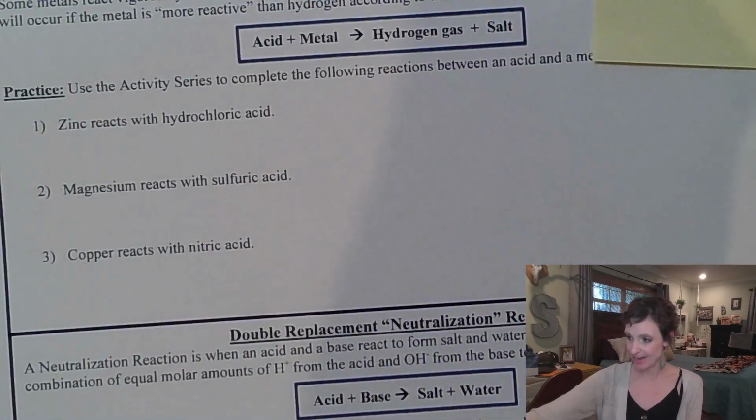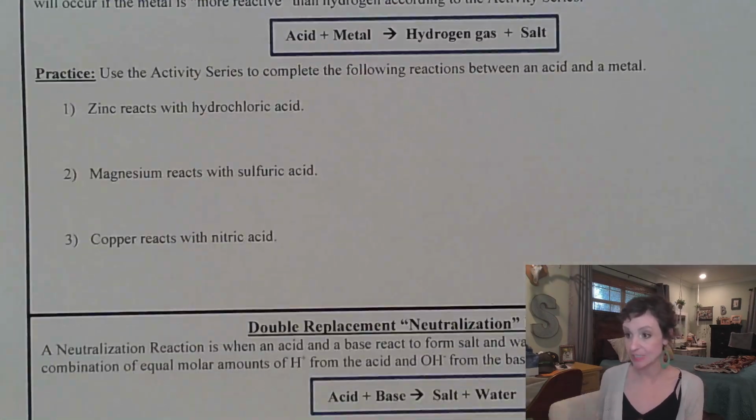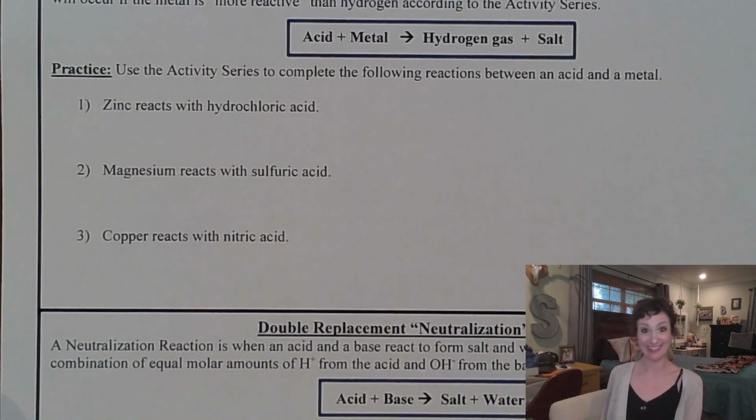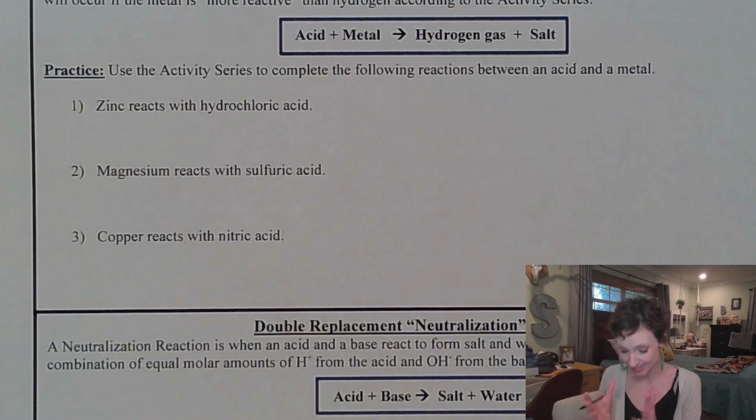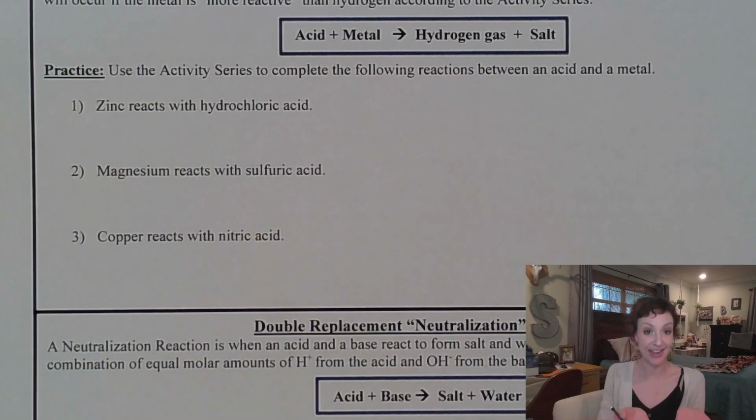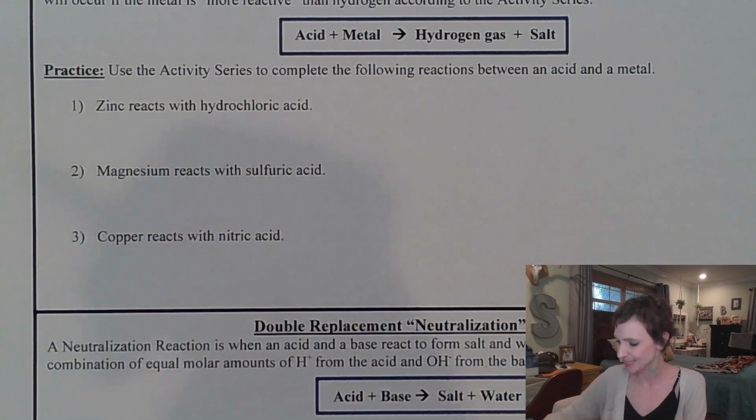Our first one right here says zinc reacts with hydrochloric acid. You're like, what do I even do here? Okay, first thing we're going to do is write our reactants, because then we're going to establish that, oh yes, I see a single person and a couple, and then I can be like, oh yeah, single replacement, we know what to do.